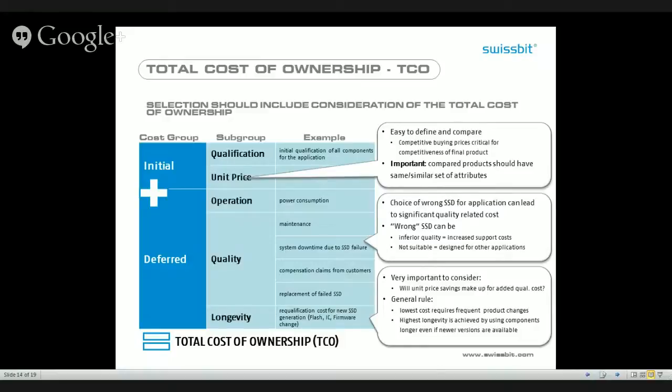Another key item here is that if the wrong SSD is selected, then that can lead to problems in terms of requalification and field issues. So you want to make sure that all of these factors are considered and not just the initial price of the unit.